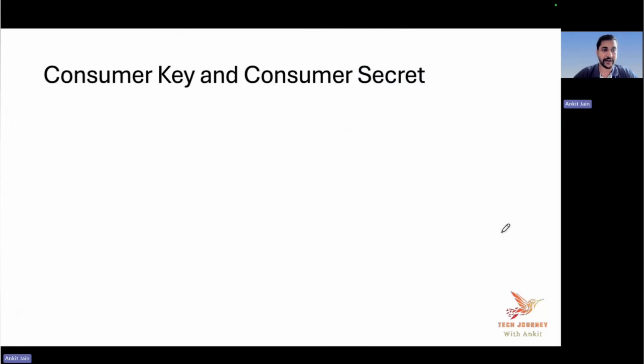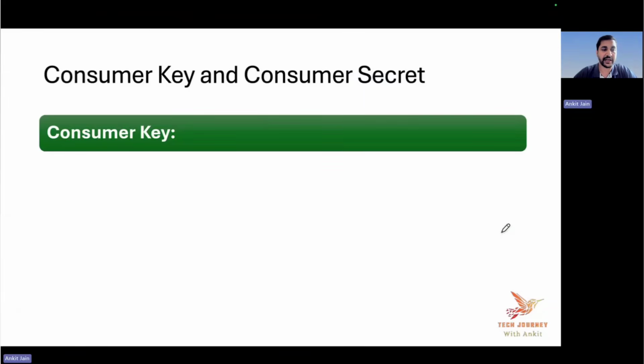So the very first thing, we will try to understand what is consumer key and consumer secret. All this terminology will come into the picture, and you will see the practical implementation of it in our upcoming video, where you can relate what is consumer key and what is consumer secret. But in case you folks have already used OAuth 2.0 in your project, definitely you have heard the terms consumer key and consumer secret. So let's try to understand these terms.